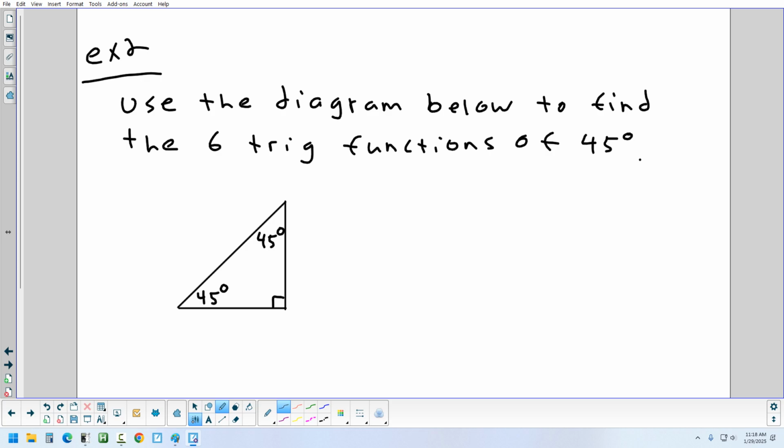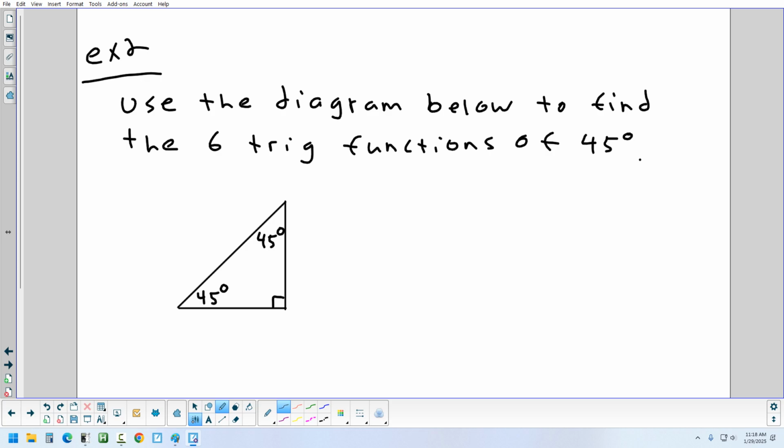Just a right triangle. It's a special right triangle. Okay. What else do we know? The opposite and adjacent are equal and the hypotenuse is... Yeah, there's a special relationship between the sides in a 45, 45, 90.